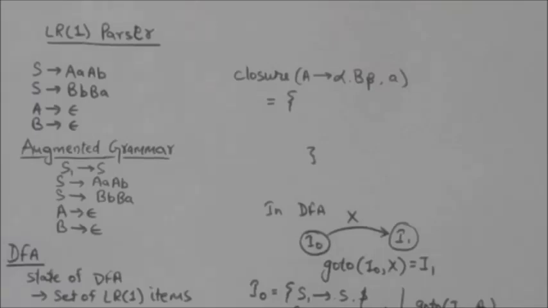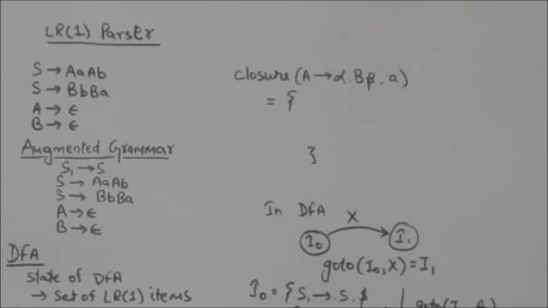Hello friends, welcome back. In the previous tutorial we studied how we constructed the action table and Goto table for the SLR1 parser, and we also studied how these action table and Goto table were used for parsing a given string of tokens, that is, for syntax analysis.